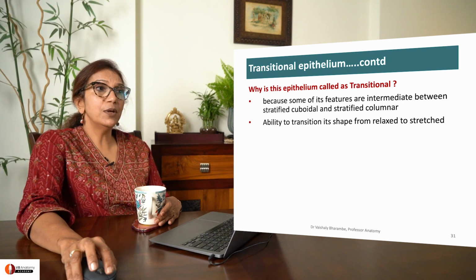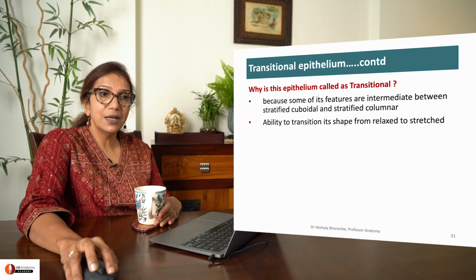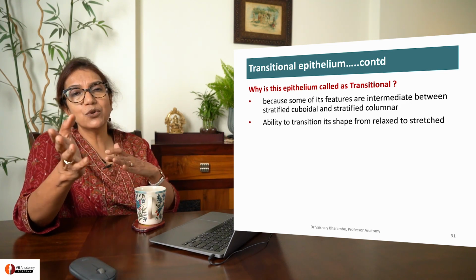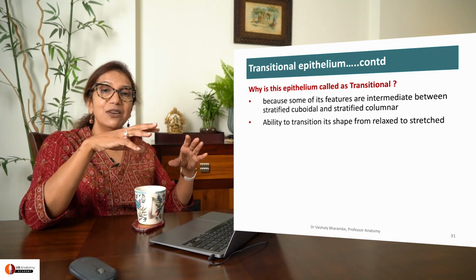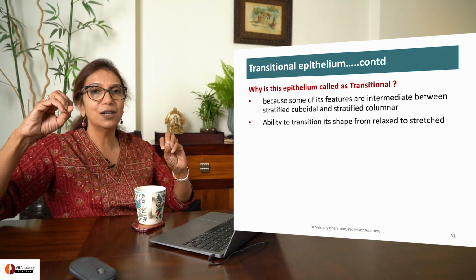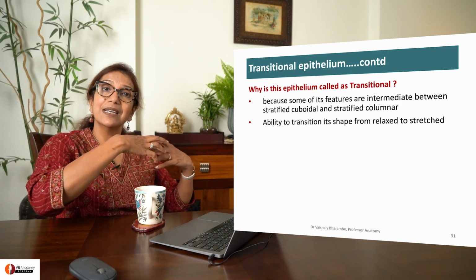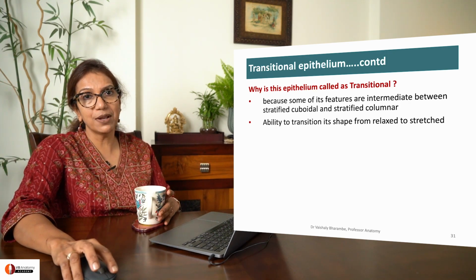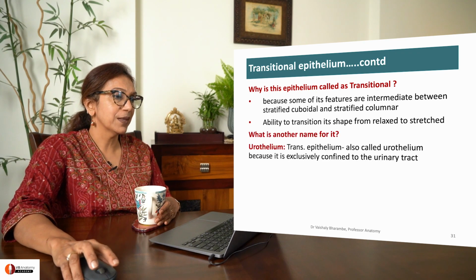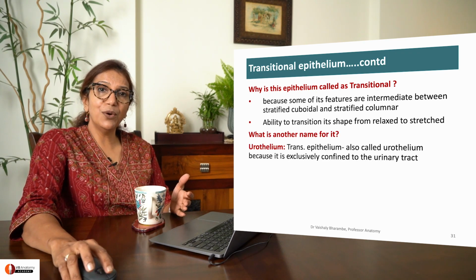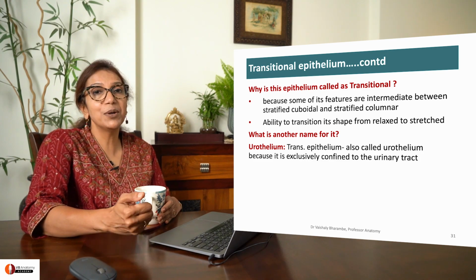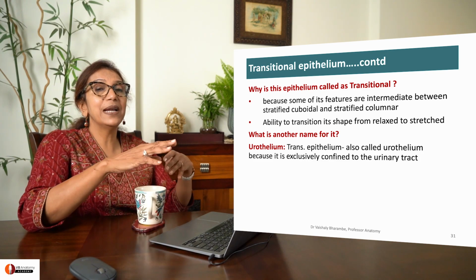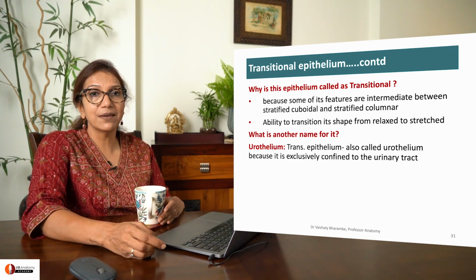Transitional epithelium is called transitional because it is said to be somewhere between stratified cuboidal and columnar. More than that, it can transition from relaxed to stretched to relaxed easily. Hence, it's called transitional epithelium. Is there another name for it? Yes, another name is urothelium. Obviously, because it's an epithelium that lines your urinary tract.